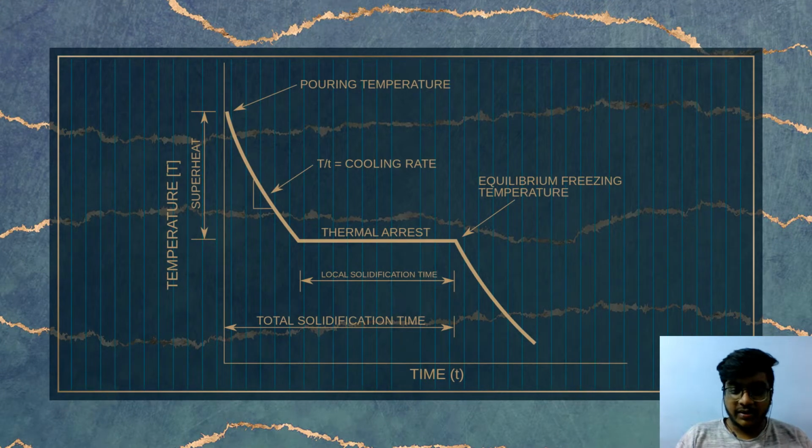Here, the graph is plotted between the temperature and the time. The upper part at the highest temperature is called the pouring temperature, and the slope is called the cooling rate, and the constant part is the thermal arrest, and the point where the thermal arrest is completed is known as the equilibrium freezing temperature. Then as time goes on, the temperature also decreases.